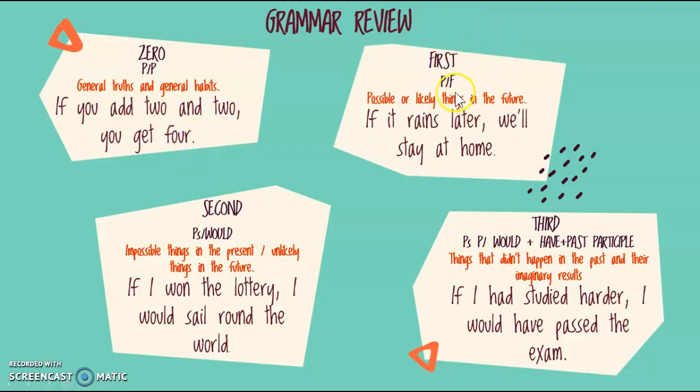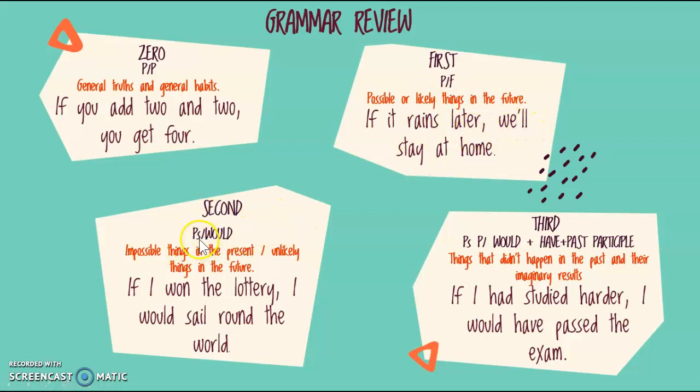The first conditional, which formula is present over future, it's for possible or likely things to happen in the future. Example, if it rains later, the consequence is that we will stay at home. If it rains later, we'll, this is the contraction for will, so will stay at home. Present in the first part, future in the second part. We can say it in the opposite. Will stay at home if it rains later, and we skip the comma.